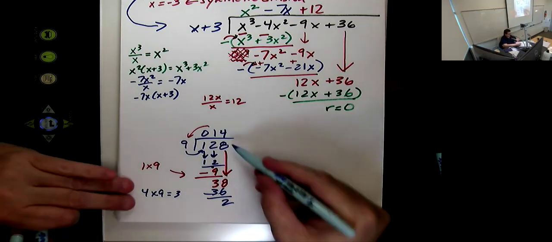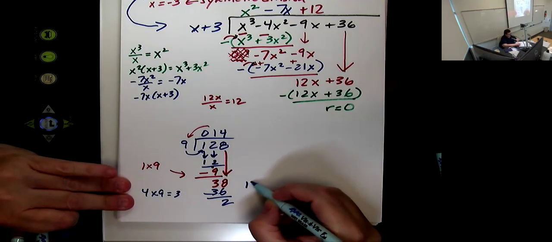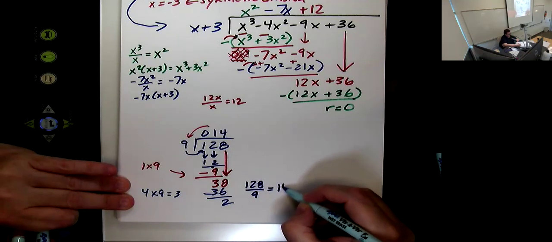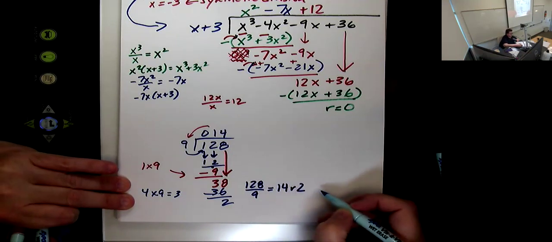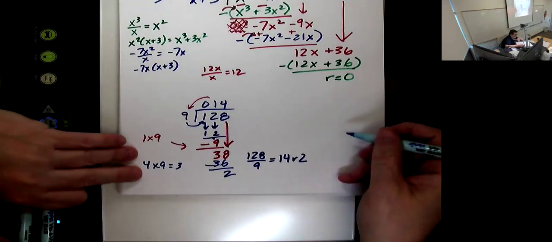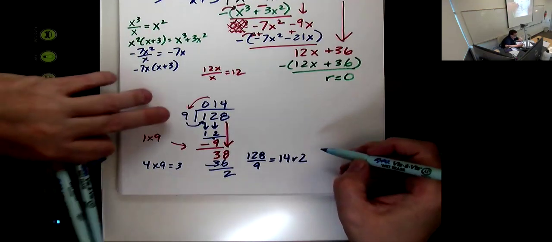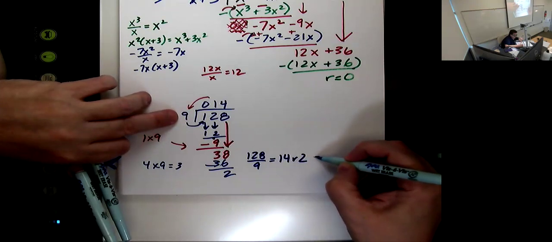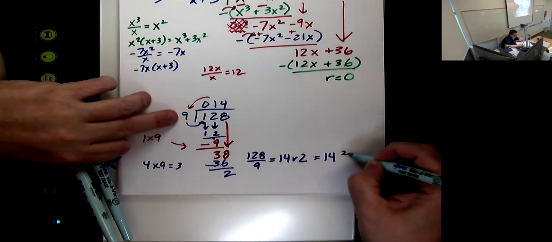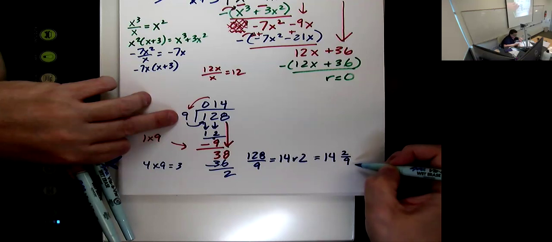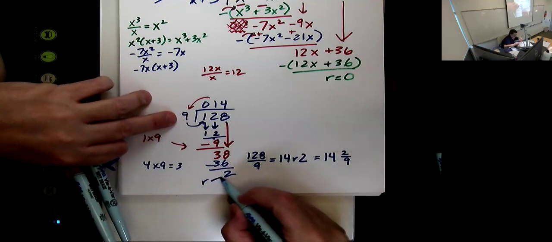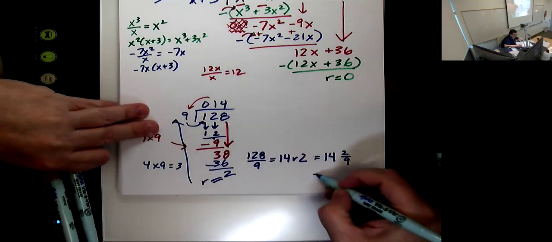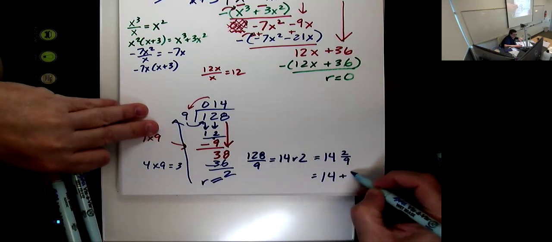Down here, I could write 128 divided by 9 equals 14 remainder 2. But generally, we don't say remainder 2. We write it in terms of this divisor out here. We would say 14 and 2/9. So the remainder is here, and we put it over that bad boy. And this is the same thing as 14 plus 2/9.